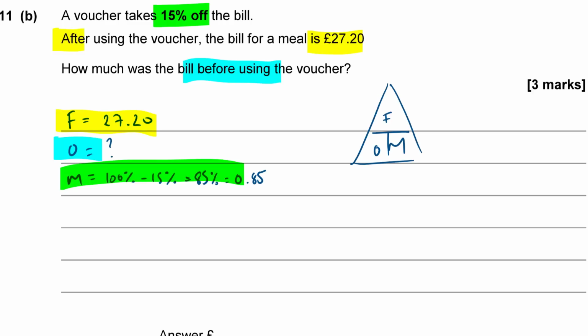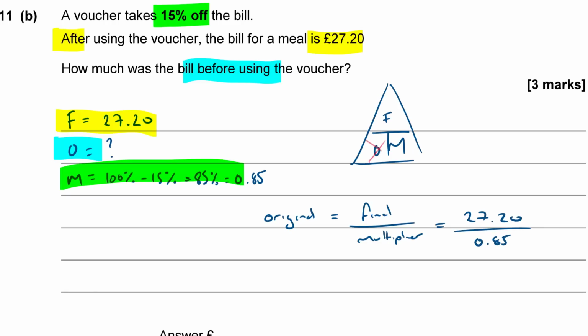So what this method does is you cover up the one you want to find, which is that one, and it's a bit like the distance, speed, time triangle, you can use the triangle to work out what to do with the other numbers. So I'm going to be using the formula original equals final over multiplier, and that is equal to £27.20 divided by a multiplier of 0.85.